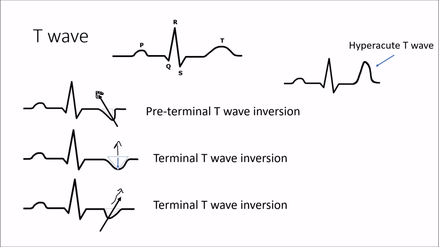The first type is called a pre-terminal T inversion. The other two types are called terminal T inversion. Terminal T inversions are usually more serious than pre-terminal T inversions.